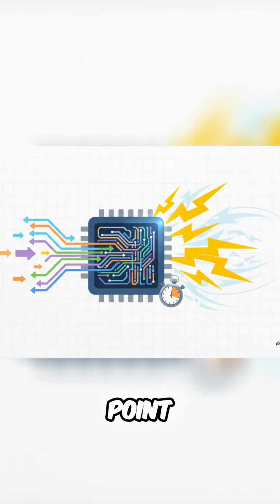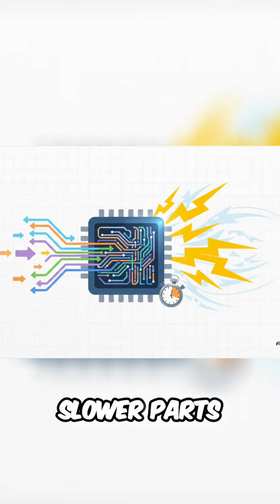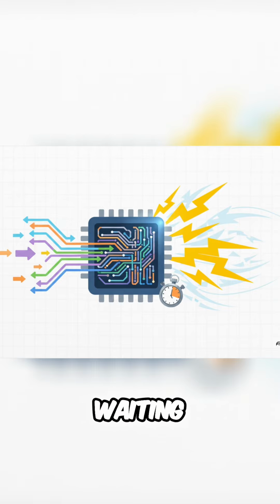And that's the whole point, really. This overlap effectively hides the slowness of the slower parts. The GPU's super powerful computational units are never just sitting around waiting for something to do.